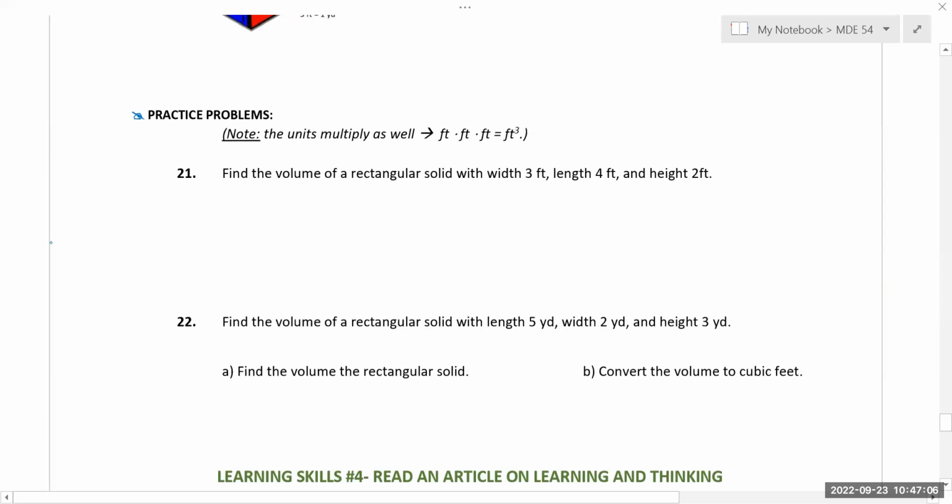Again, pause the video. And then it says here, find the volume of a rectangular solid, which is length times width times height. 3 feet by 4 feet by 2 feet. So the feet go to feet cubed. 3 times 4 times 2 is 24.